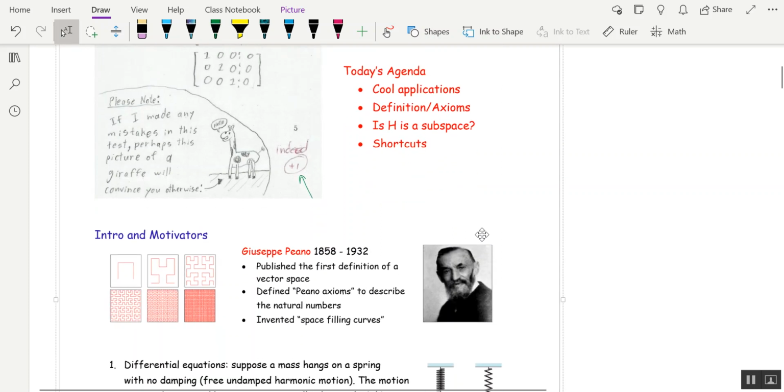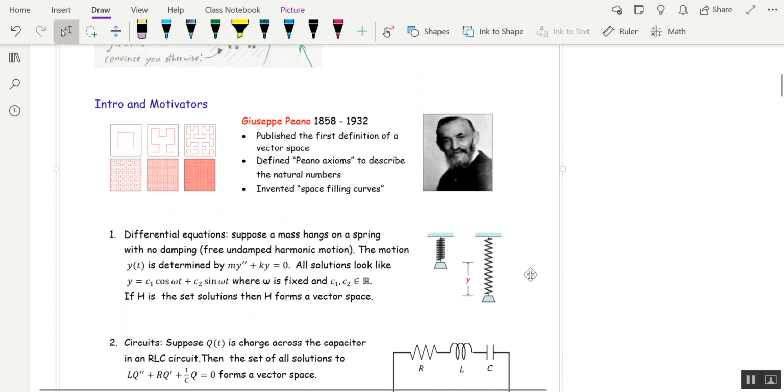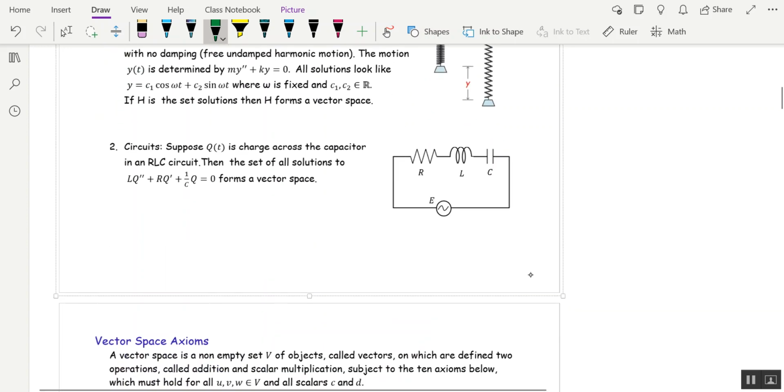So, intro and motivators. Giuseppe Peano was the first person to explicitly lay out what a vector space was. People had a notion before then of what a vector space was, but he made it formal. Vector spaces occur all the time in nature. In fact, here are two examples. Solutions to homogeneous differential equations form a vector space.